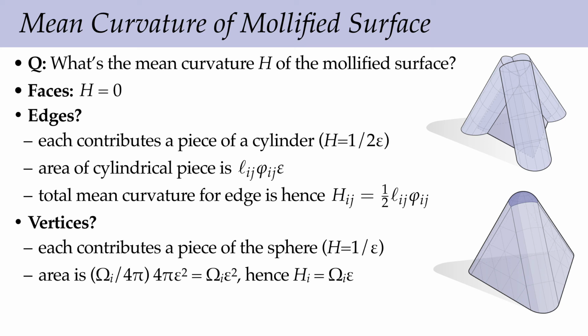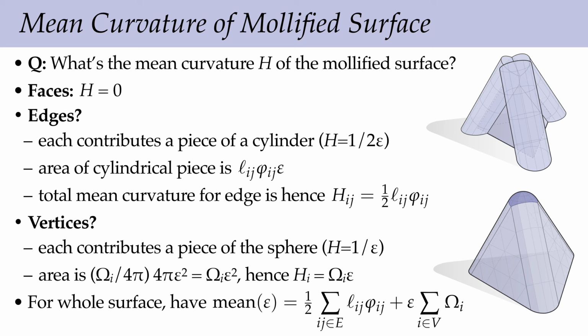Okay? For the whole mollified surface, the total mean curvature, H of epsilon, is equal to 1/2 the sum over all the edges of edge lengths times dihedral angles, plus the sum over all vertices of epsilon times angle defects. All right. What other quantities can we measure about this mollified surface? So far we've been measuring curvatures, but we can do something more basic. We could ask just what's the area of our smoothed out surface?